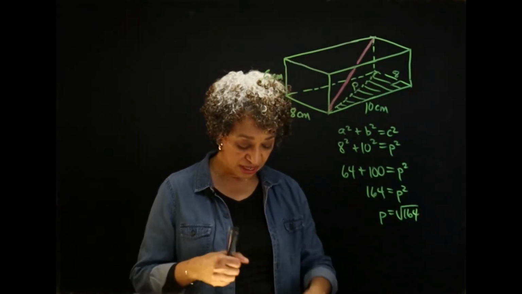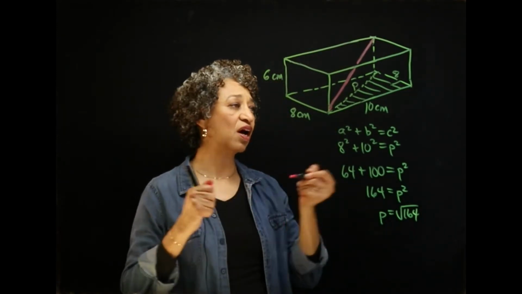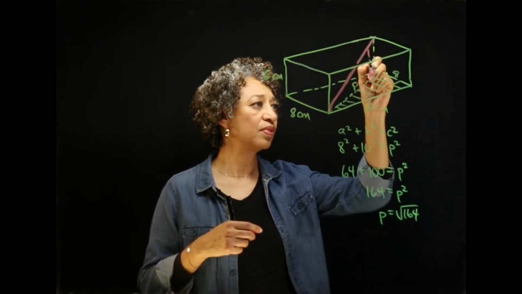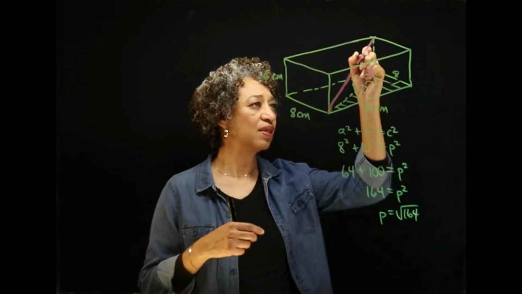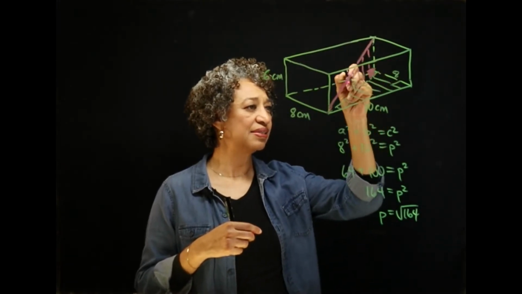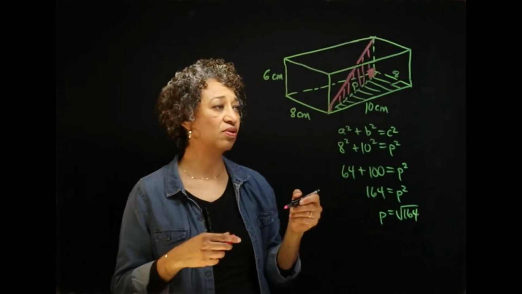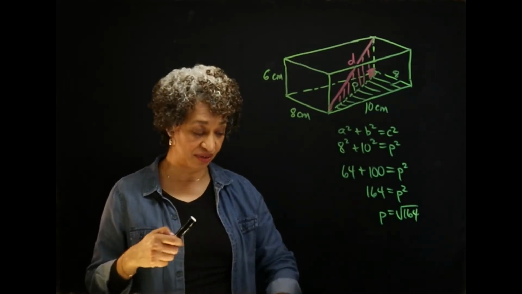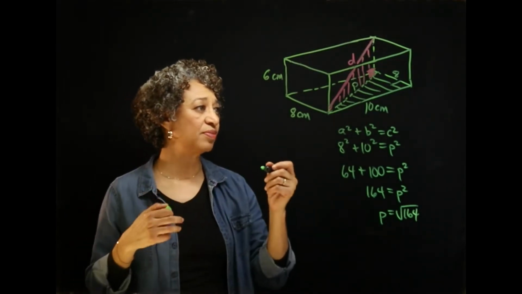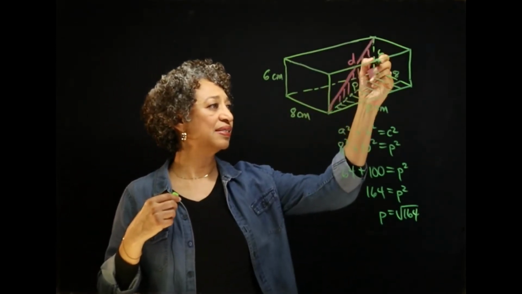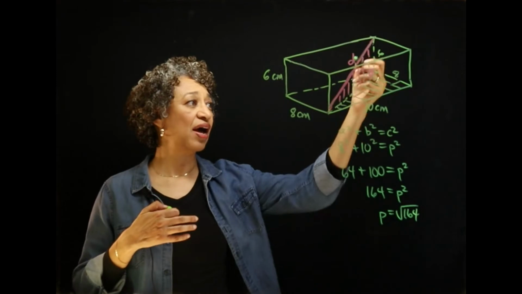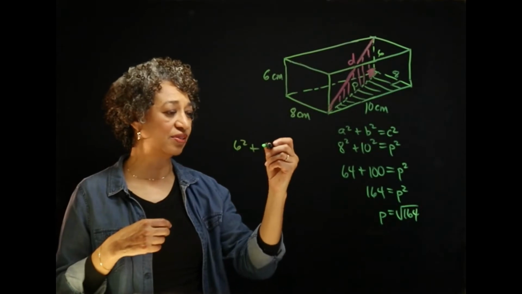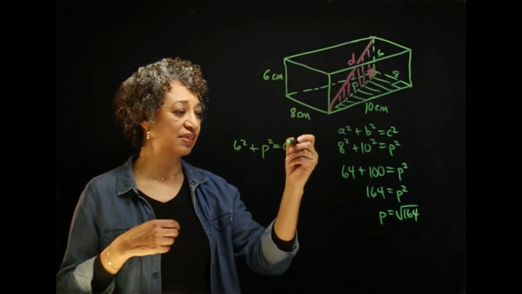Now, I would like to apply the Pythagorean theorem to this other triangle that is standing in the box. Can you see this triangle that is standing inside of that box? All right, I think I will call its hypotenuse D because that is the length of the stick. So let's apply the Pythagorean theorem again. This time, one leg is 6, the other leg is P, and the hypotenuse is D. So we have 6 squared plus P squared is equal to D squared.